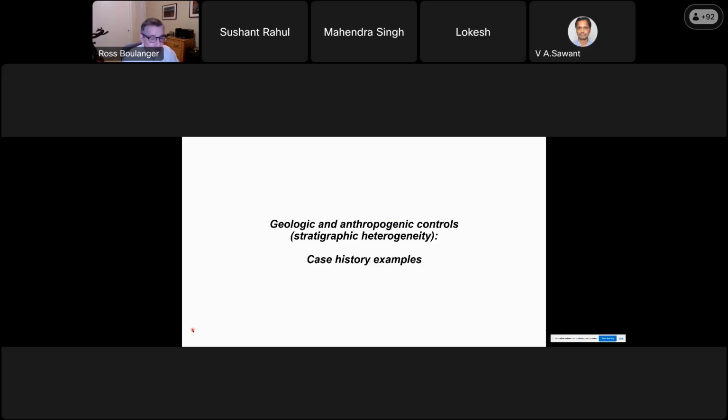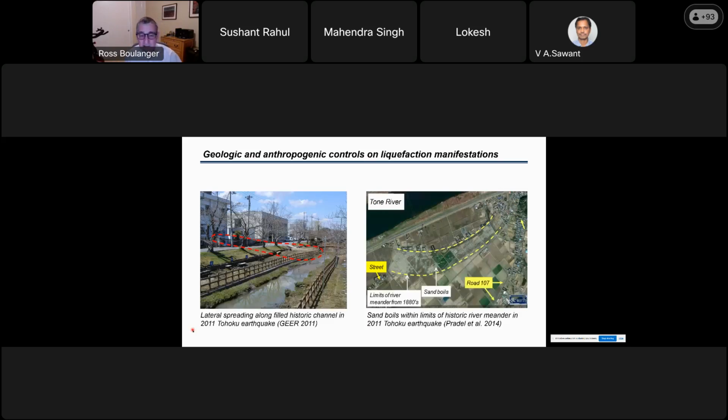The first section of the paper talks about geologic and anthropogenic controls. Really here we're talking about stratigraphic heterogeneity, the major units that we can identify. This is something we've seen many times through case history. And here are some examples at different scales.